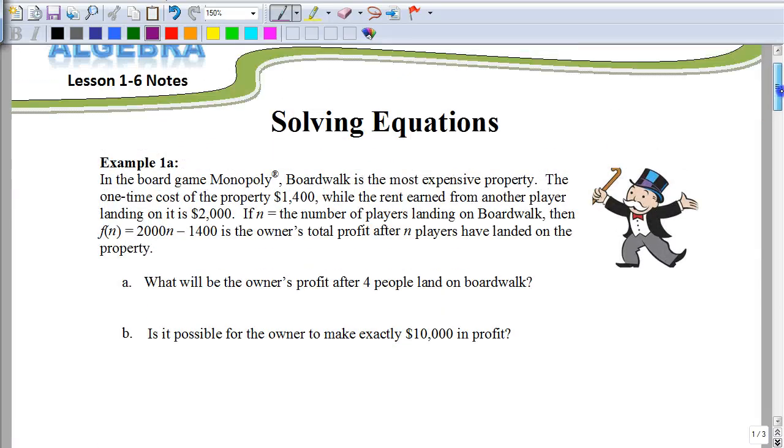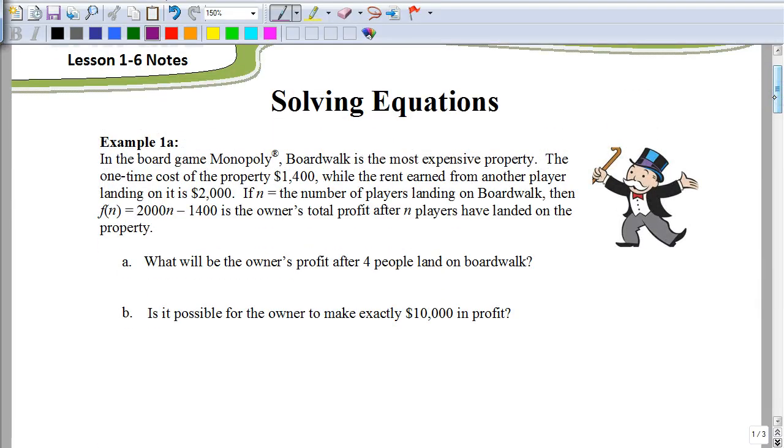Okay, so in this lesson we're going to be looking at how to solve some equations. Sounds basic enough, but we're going to be looking at some equations that might be kind of tricky. So let's start out by jumping right into a story problem here.